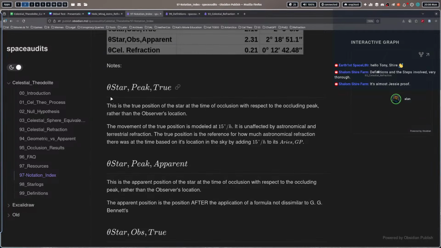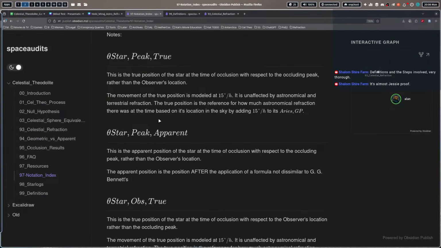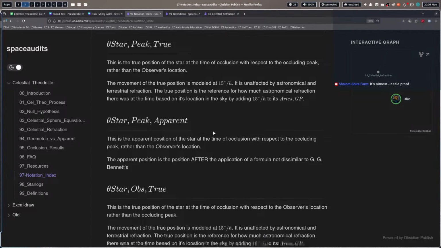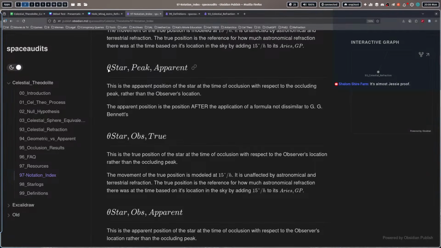So to go over that, we have the position of the star at the time of the occlusion with respect to the peak rather than the observer's location. The movement of this position is modeled by 15 degrees per hour. It's unaffected by astronomical and terrestrial refraction. The true position is the reference position for how much astronomical refraction is to be applied at any particular angle, and for the sky to maintain that 15 degree per hour relationship, which is referencing its Aries ground position.